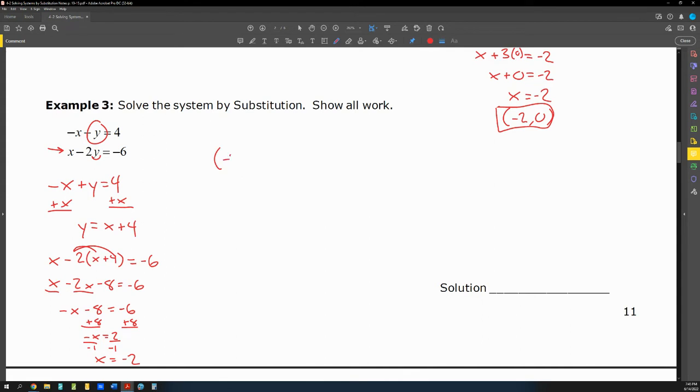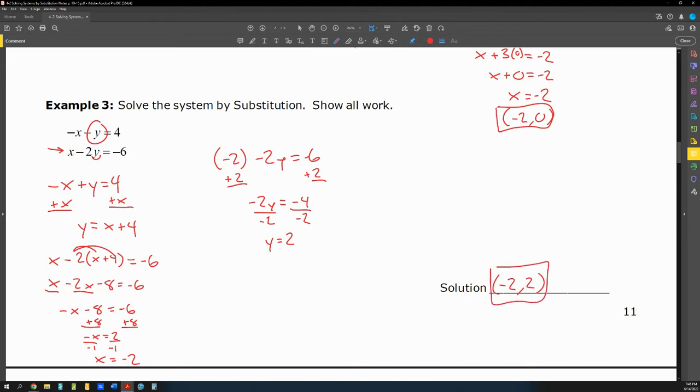So we have x, or negative 2, minus 2y is equal to negative 6. Well, negative 2 minus 2y, we can add 2 to both sides. And we get negative 2y is equal to negative 4. And finally, dividing both sides by negative 2, we get y is equal to positive 2. So our solution as an ordered pair is negative 2, 2.